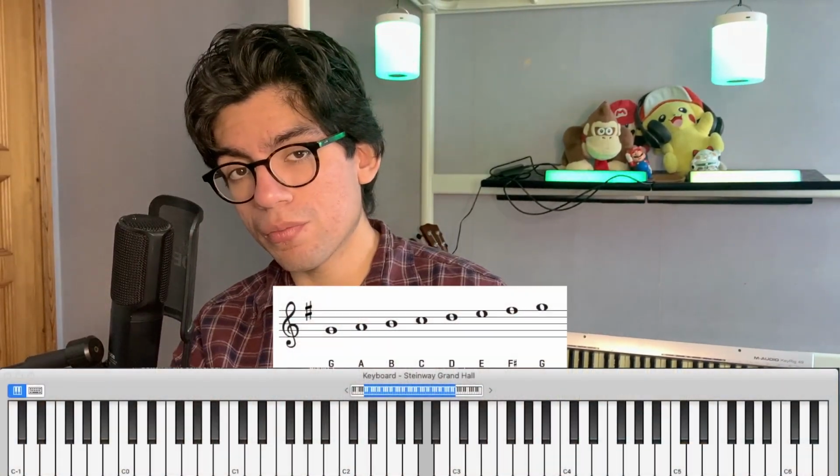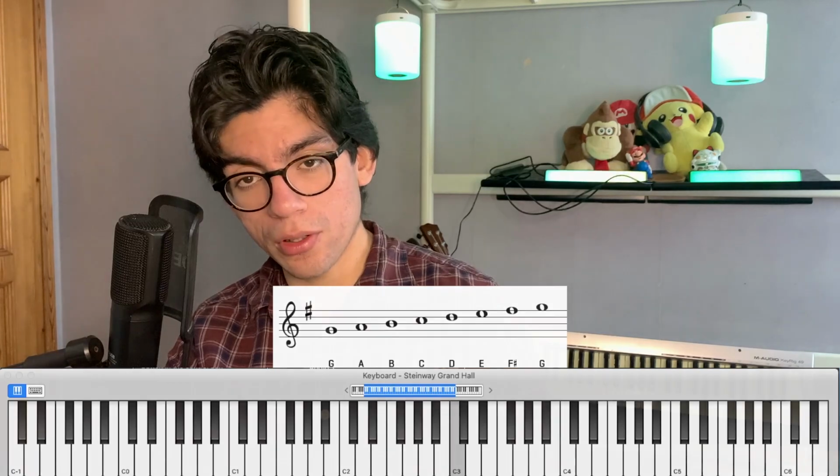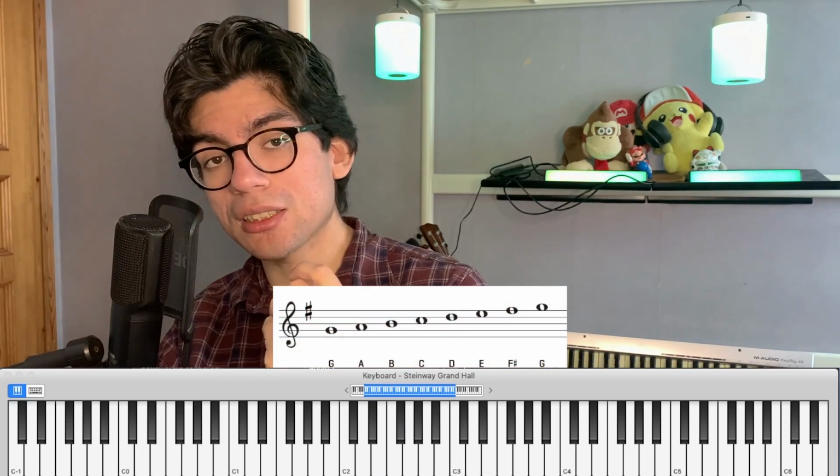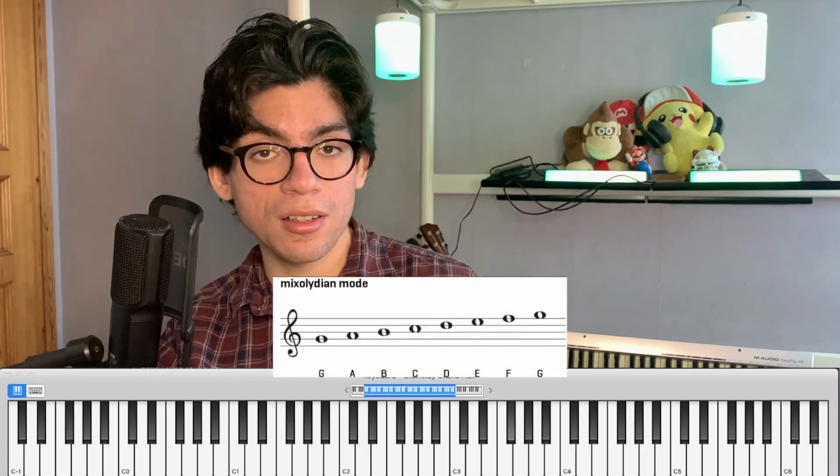And what do I mean by a flattened 7th? Well, in a scale we have numbers for each note. So let's take G major for example. The G is 1, the A is 2, the C is 4, and so on. Every note has a number, and we only have 7 notes. So what is the 7th note of the G major scale? Well, let's check it out. 1, 2, 3, 4, 5, 6, 7. F sharp is the 7th note in G major. So if we flatten it, we get an F. Then we get G mixolydian.